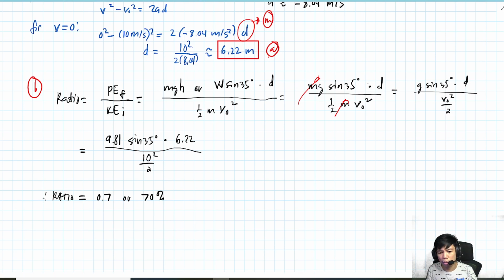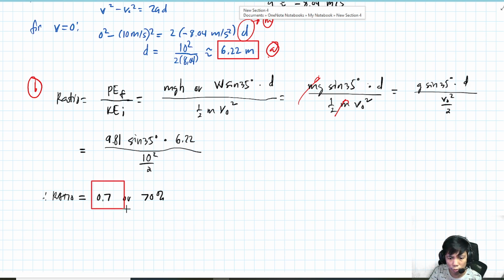So, ibig sabihin 70% of the initial kinetic energy is transformed into potential energy. Pwede rin sabihin 30% ng initial is transformed into friction, I mean heat. Yung nawala, actually, hindi naman siya nawala, kasi nga sa law of conservation of energy, di naman pwedeng mawala or ma-destroy. It is just transformed or converted into another form. So, ayun. The answer for the second part is 0.7 or 70%.